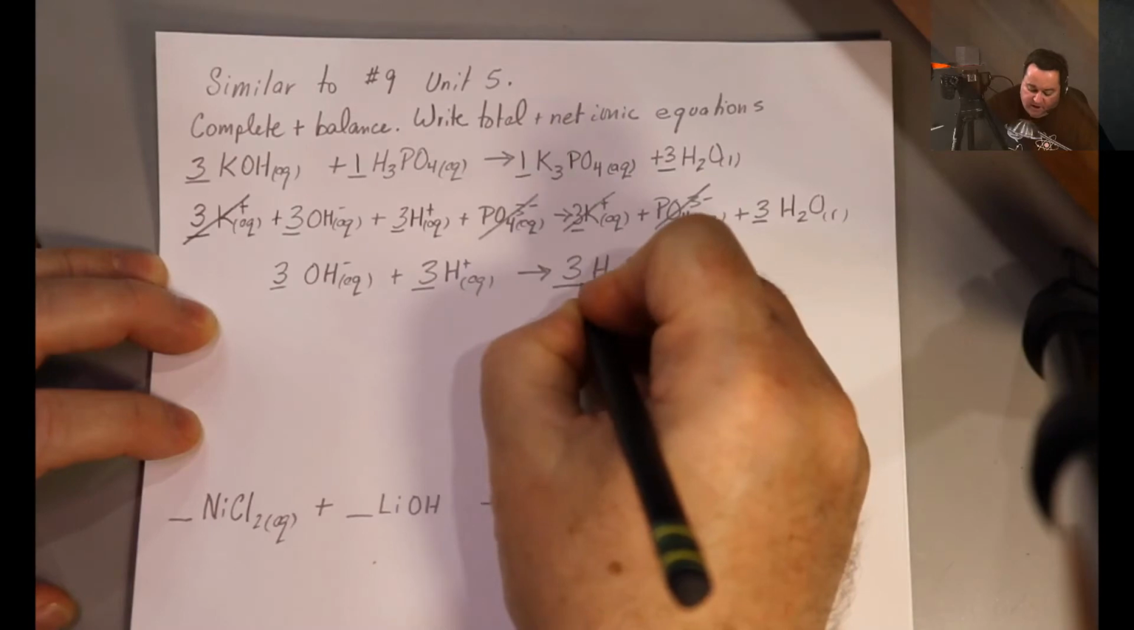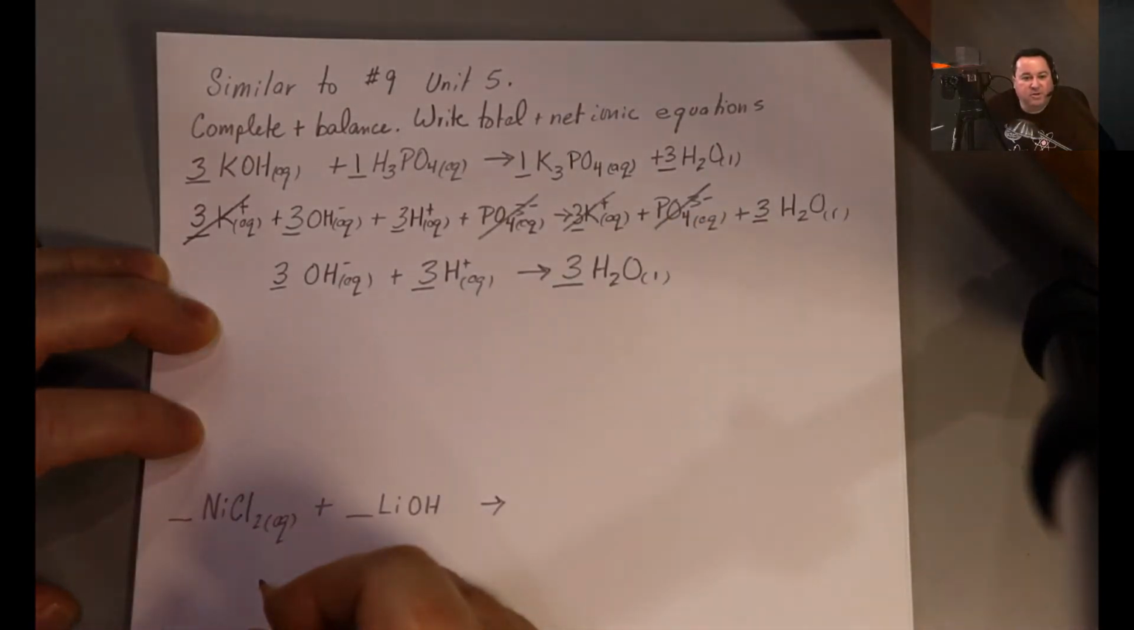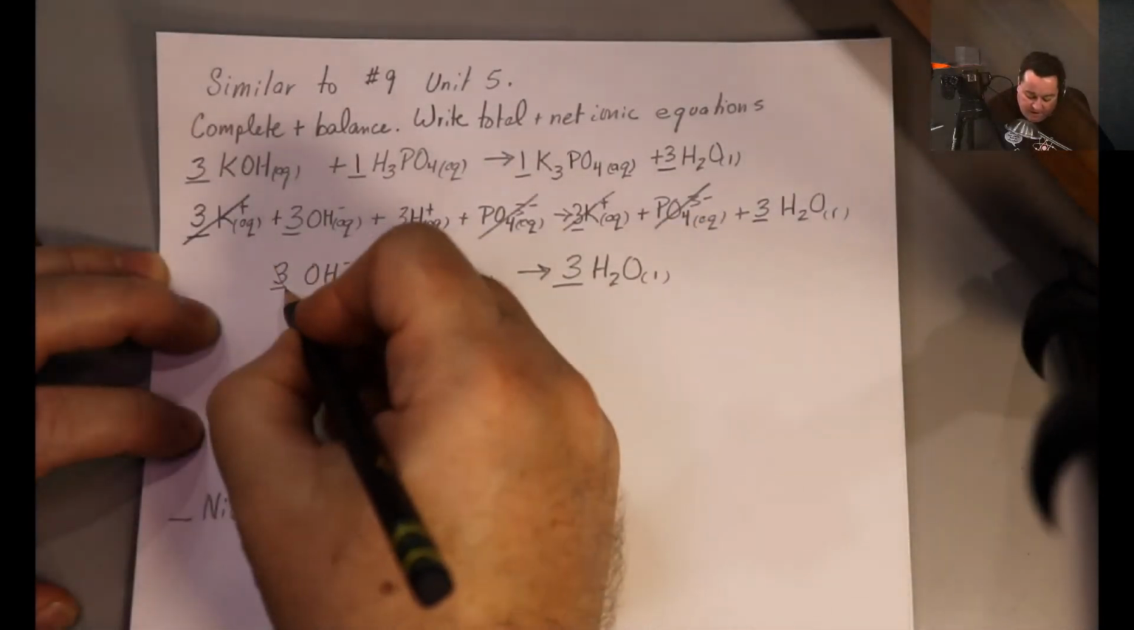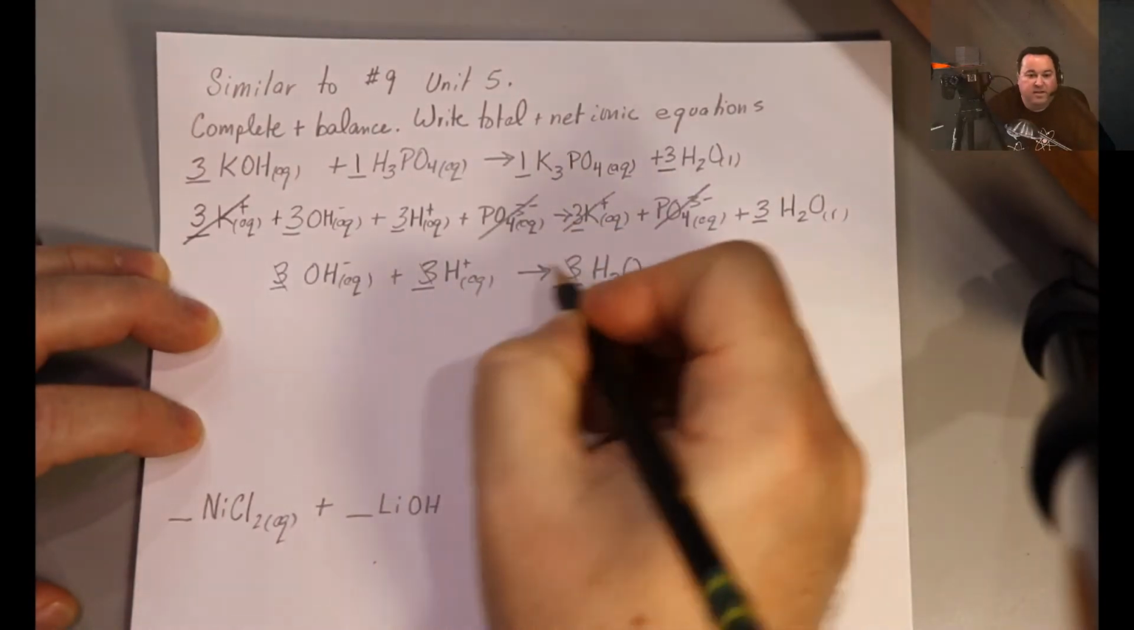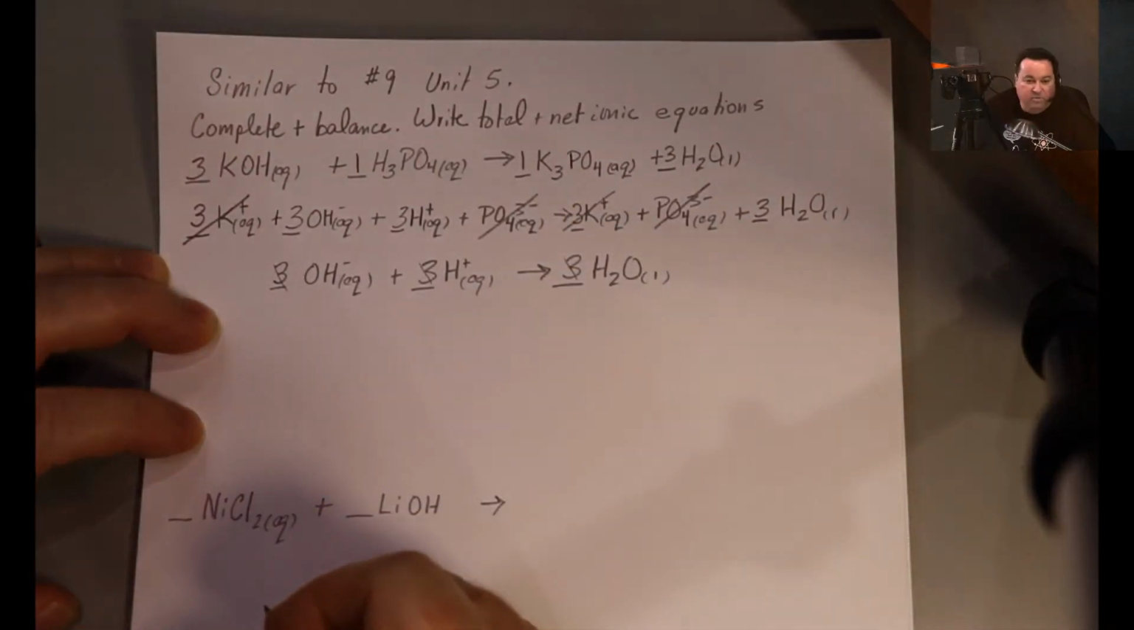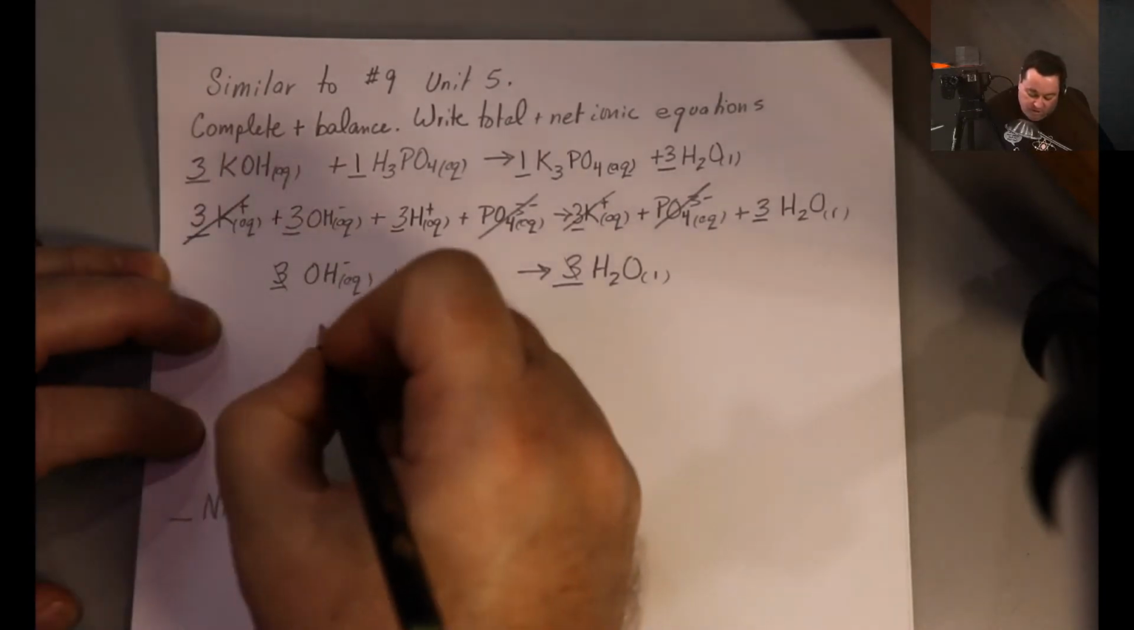When we get to this step, if the coefficients can be simplified, and I see that they can, we can divide these numbers by 3. We write it in simplest terms. It's kind of like reducing a fraction.